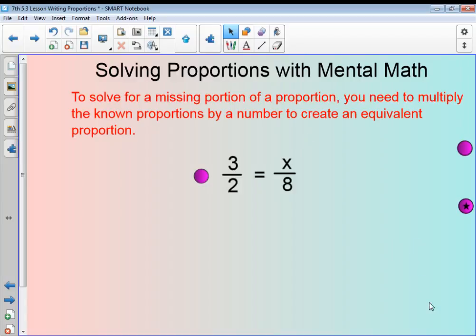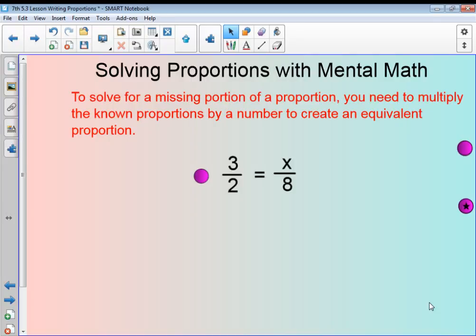Okay, today we're going to be using proportions and some mental math to solve those proportions. So to solve for a missing portion of a proportion, you need to multiply the known proportions by a number to create an equivalent proportion. Okay, these are going to be the most basic. As we move further into the chapter, we'll be working with ones that are a little more difficult.